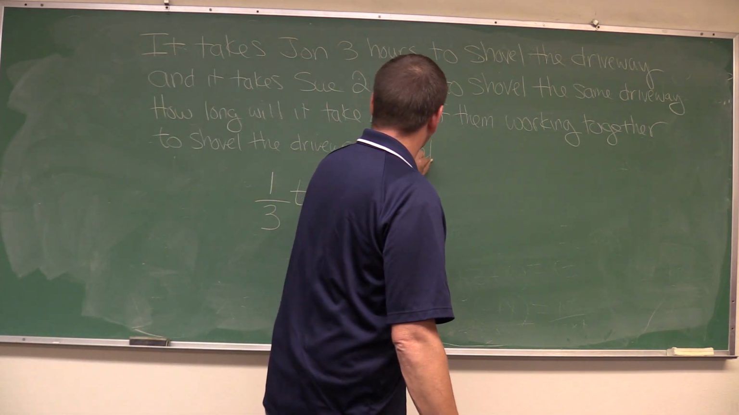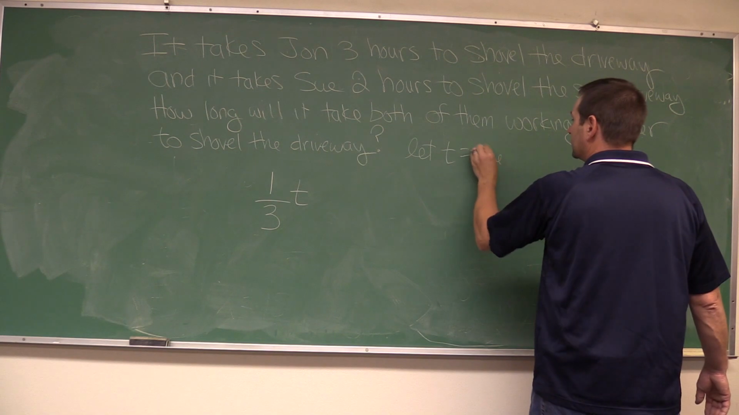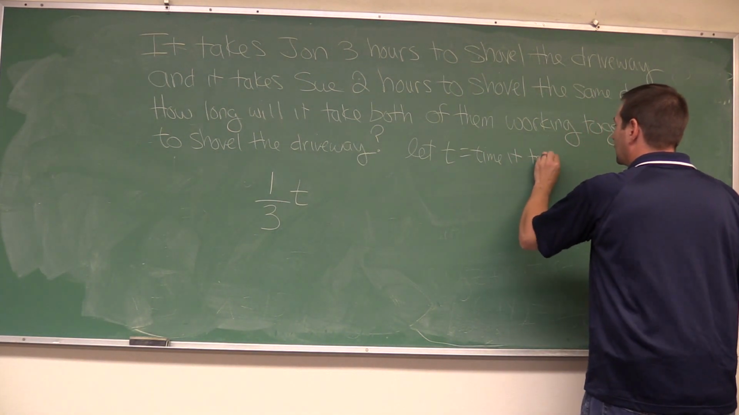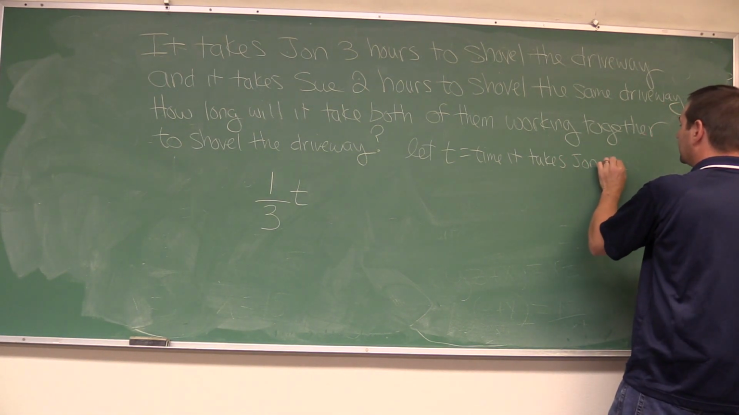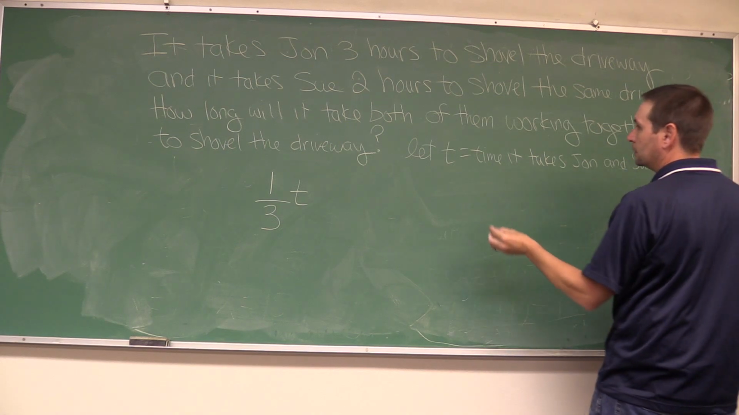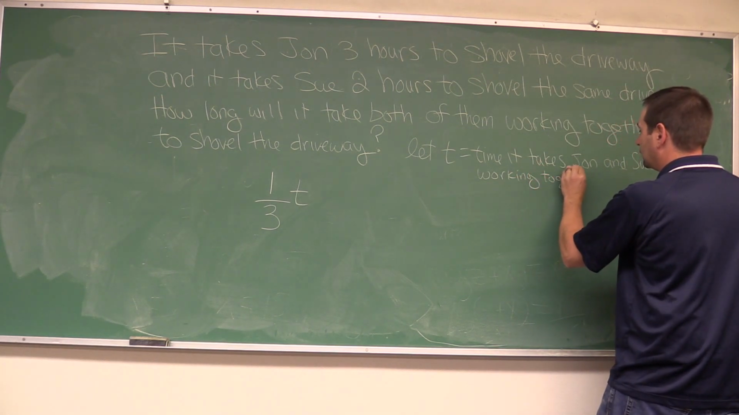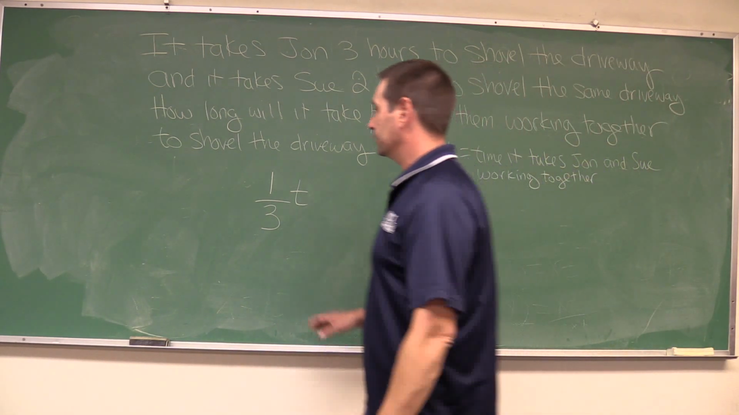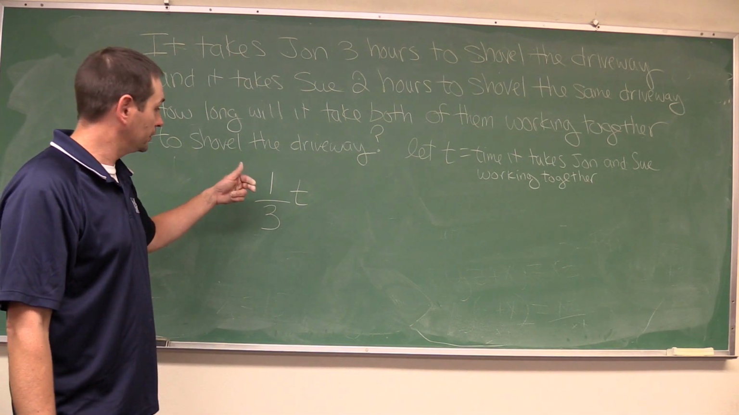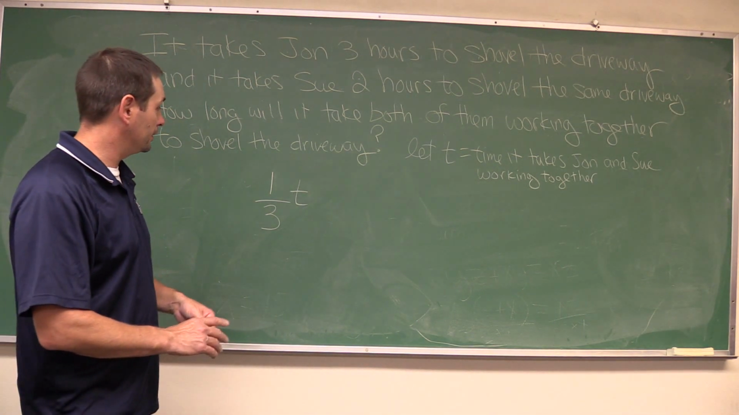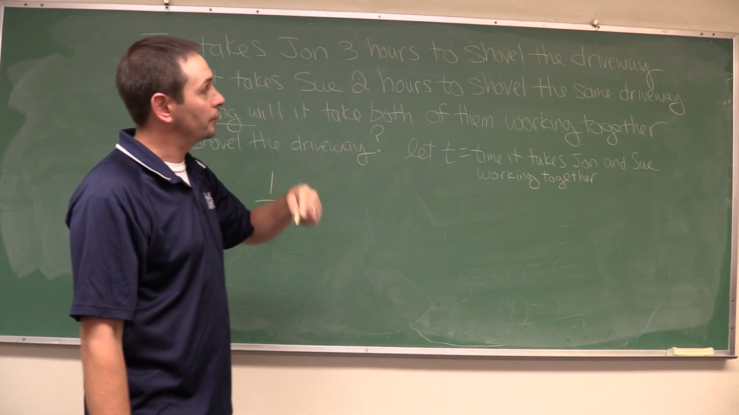So I'll actually even identify that. I'm going to let T equal the time it takes John and Sue working together. So we can identify what our variable is. So this is how much work John's going to complete then. His rate per hour is a third of the job, and the time is unknown. That's what we're looking for. That's the question. How long will it take both of them working together?